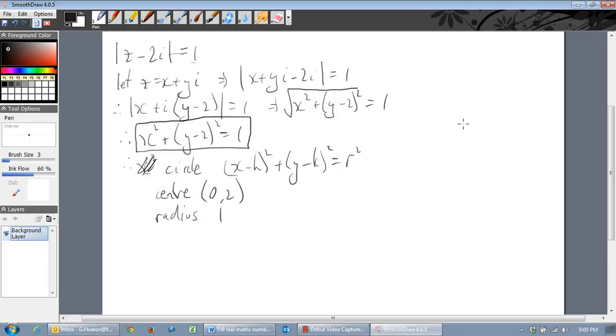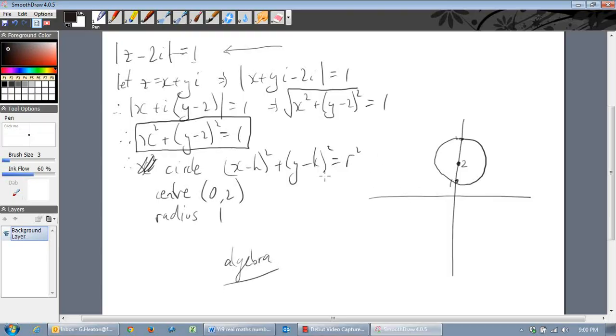Let's quickly sketch that. Center of 0 and 2, so that's 2 there. That'll be the center. Radius of 1, so it'll come down to 1 and up to 3, and I'll just sketch that around. That's not a bad circle, is it? So it will look something like that. That circle is this relationship here of modulus of z minus 2i equals 1. So that's how you do it algebraically.